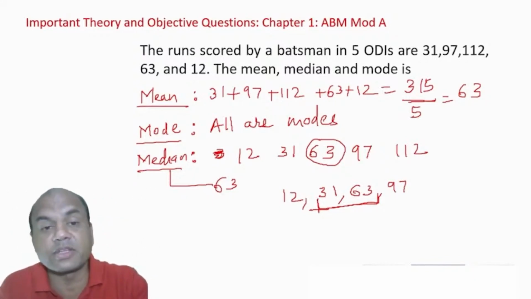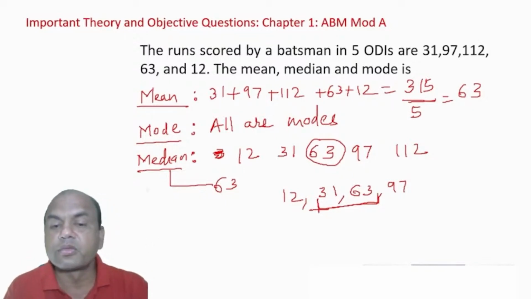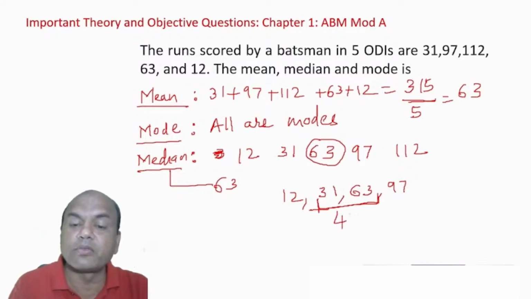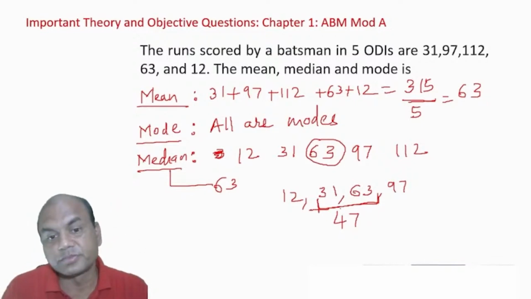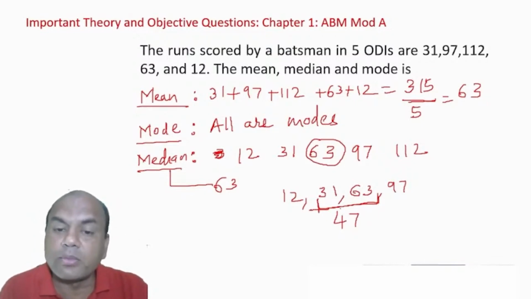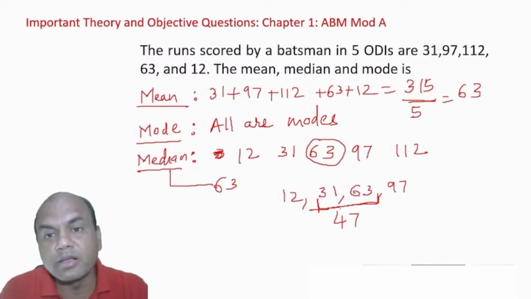Give me the answer, everyone. 31 plus 63, this upon 2. So it is 47. So then the median would have been 47 in that case, if there were 4 numbers. Got it? If it's an odd number of numbers, then the things are simple. Central number is very easy to find out. If it is an even number, then I have to find out the average of the central numbers.